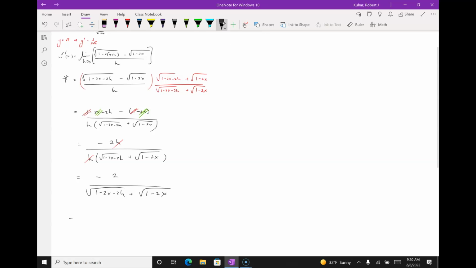So I want to do f prime of x. Am I zooming too much? Is it too hard to see? No, it's okay. Just don't zoom anymore, Robert.